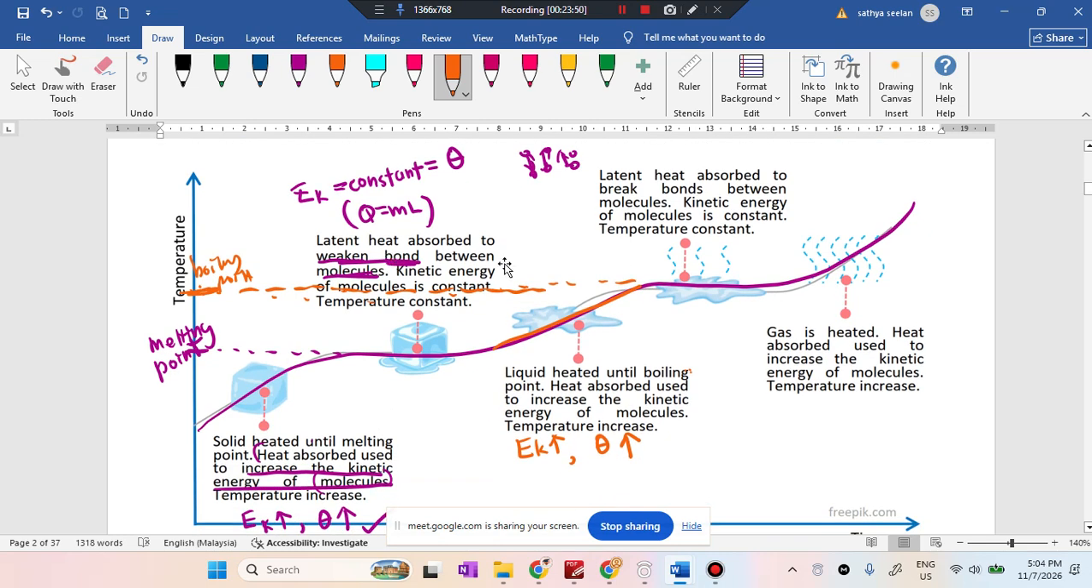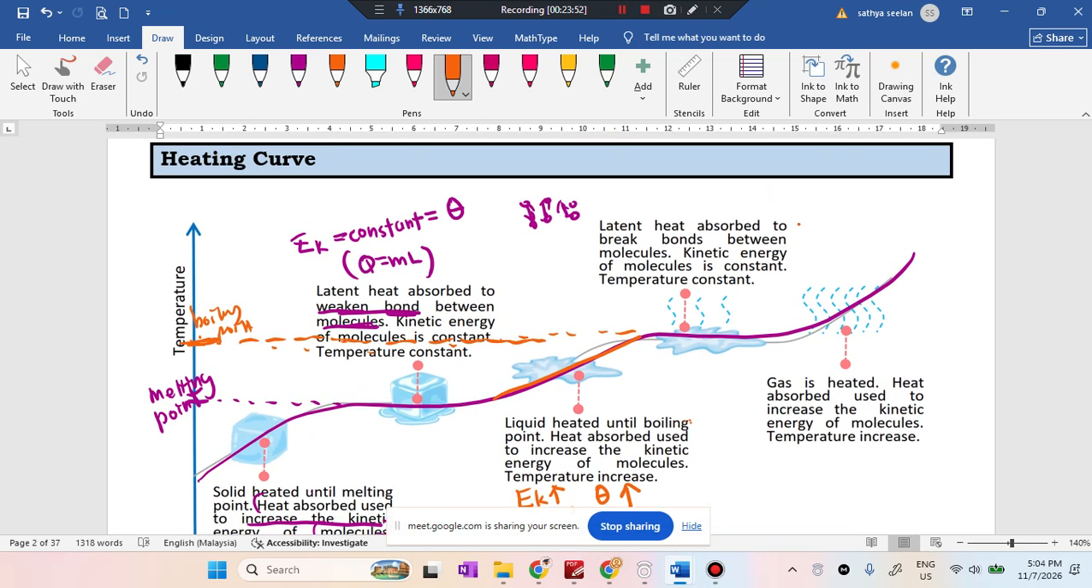Tadi weaken saja kan? Sekarang latent heat is absorbed. You tak boleh cakap heat energy absorb, latent heat. Macam mana nak tahu pakai latent atau tidak? Nampak tak di sini tiada perubahan suhu? Guna latent heat. So, latent heat absorbed to break the bond between the molecule. Dekat sini, kinetic energy dia tak bagi untuk particles untuk meningkatkan kinetic energy. So, the temperature tak meningkat lah.